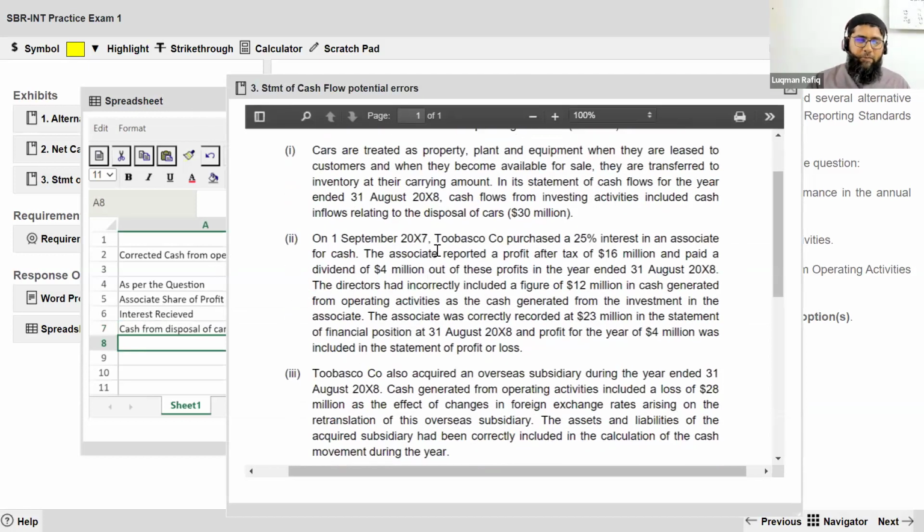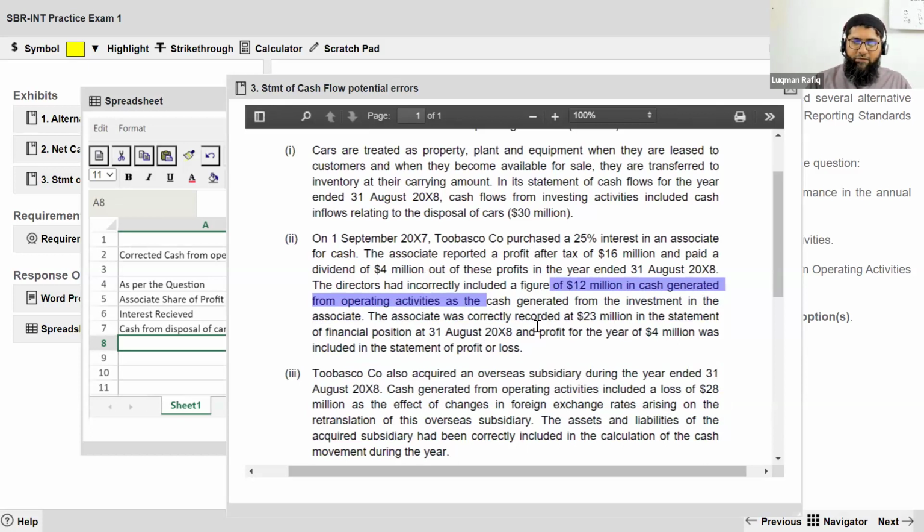It says on 1st September 2007, Toobasco purchased a 25% interest in an associate for cash. The associate reported a profit after tax of 16 and paid a dividend of 4 million out of these profits for the year ended so and so. Directors had included 12 million in the cash generated from operating activities. Associate was correctly recorded at 23 million.